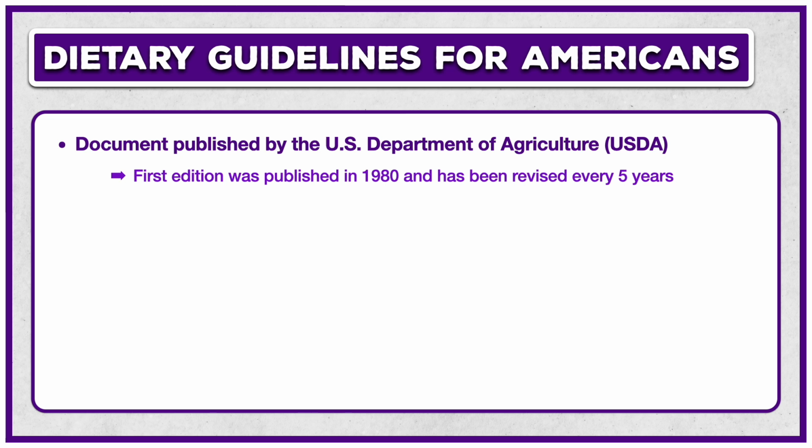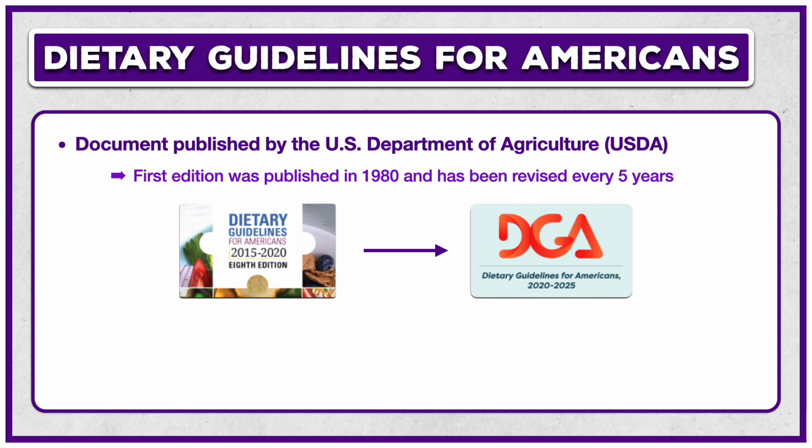The first edition was published in 1980 and has been revised every 5 years since then. So, in 2015, the USDA published the Dietary Guidelines for Americans 2015 to 2020, which was the 8th edition. Then, in 2020, they released the Dietary Guidelines for Americans 2020 to 2025, which is the 9th edition. In 2025, they'll publish the 10th edition, which will be for 2025 to 2030.